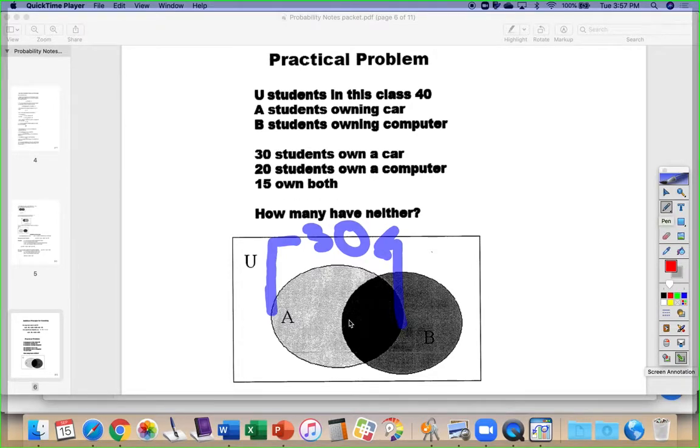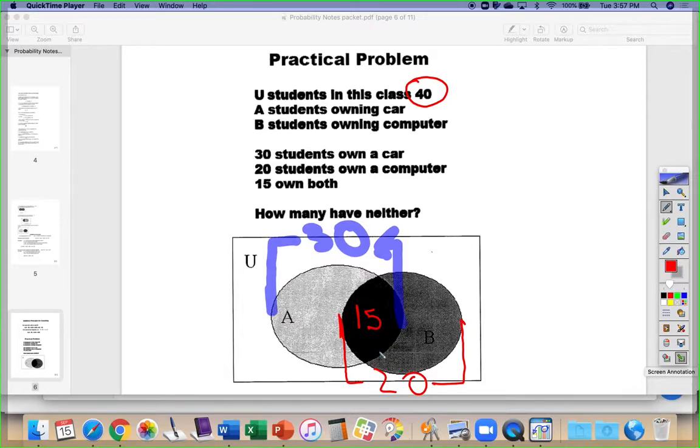If 20 people own a computer, then this entire B circle is made up of 20 people. Right away, I hope you can see that we have an issue. There are only 40 people in the class, and if I put a 30 over here and a 20 over there, I have a lot more than 40. I also know that 15 people own both.